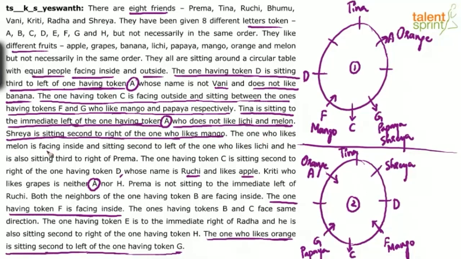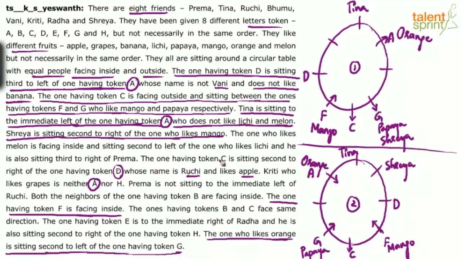The one who likes melon is facing inside and sitting second to the left of the one who likes lychee. Now this is not possible because melon and lychee have not been marked yet. And he is also sitting third to the right of Prema. Prema also is not marked yet. The one having token C is sitting second to the right of the one having token D. Now this will be useful. Token D is fixed. You see token D is fixed now, right? So we can use this point.